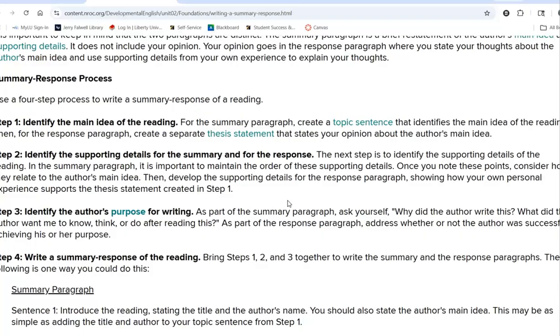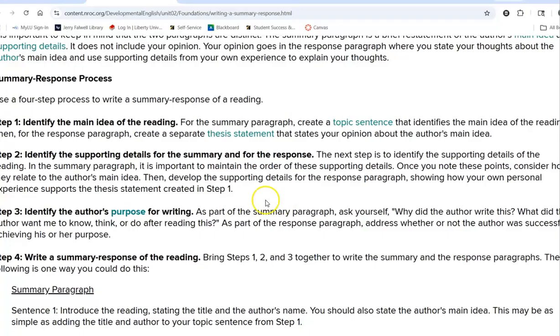So in order to write a summary response, the first thing you have to do is identify the main idea of the reading. And we worked on this actually in Module 1. Remember that the main idea is going to be the topic sentence of your paragraph, so it'll be that first sentence of your summary paragraph. You also want to identify the supporting details that are in the article. So you're looking for the evidence. What information do they quote or cite or provide that supports the main idea of that article? That's going to be included in the summary.